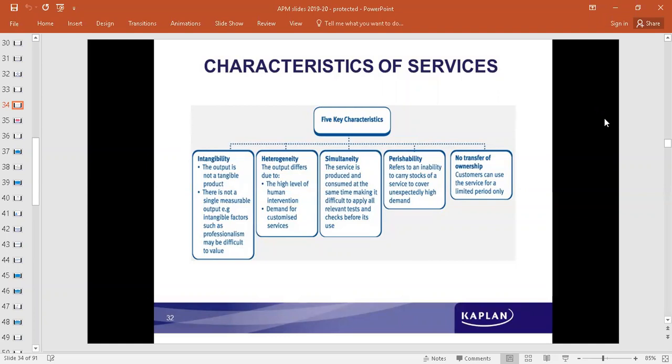The characteristics of services. There are 5 characteristics of services. The first one is intangibility. Services are intangible. There is no physical form which can be seen, touched, or felt. Services that are provided are intangible. Let's say there is a professional, like a doctor, providing services. The services provided are not tangible. If there is a chartered accountant, the advisory services provided by the chartered accountant are intangible.